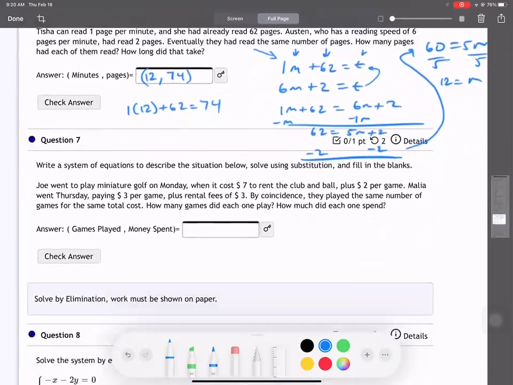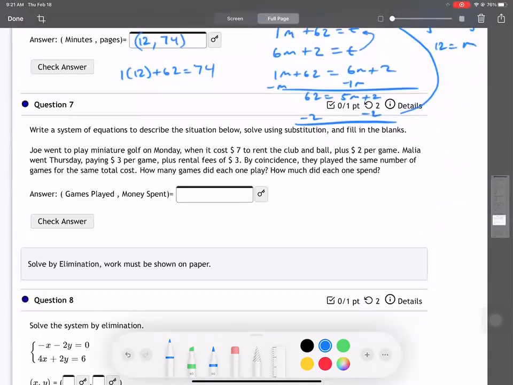Okay, let's look at the next question. Seems like a similar note. Joe went to play miniature golf on Monday when it cost $7 to rent the clubs and balls and $2 per game. So if you guys have ever been to miniature golf, they always charge you a rental fee for the golf clubs and then you pay per game. It's very similar to bowling if you've been bowling. You rent the shoes for a certain price and then you pay per game in addition to that.